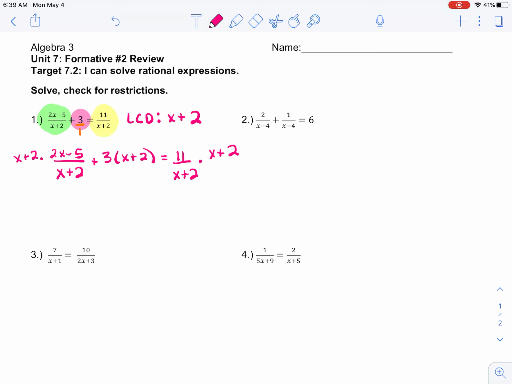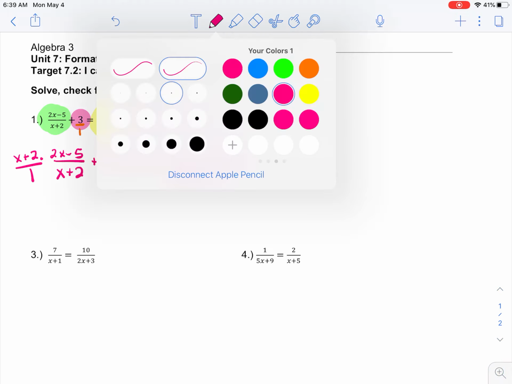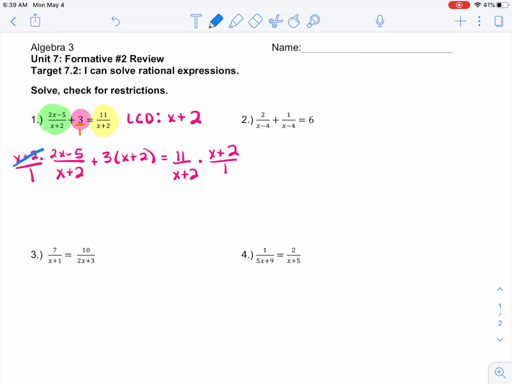Now, the key is when you multiply by x plus 2, you can think of it as x plus 2 over 1. And so every time you multiply a fraction by x plus 2, notice that now we have an x plus 2 on top and an x plus 2 on the bottom. Over here on the right side, we have an x plus 2 on top and an x plus 2 on the bottom. And so the reason we're multiplying by x plus 2 is because it completely wipes out the fractions. So if we look at our first term, we're left with just 2x minus 5. Now right here, we didn't have a fraction to start with. Nothing wiped out the x plus 2, but we didn't need the x plus 2 to go away.